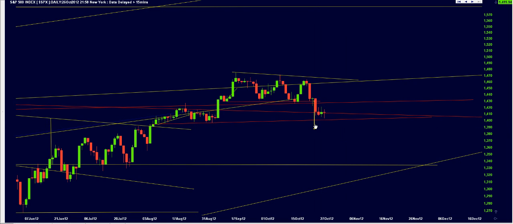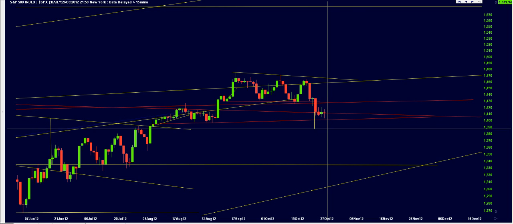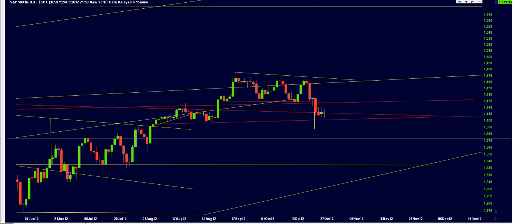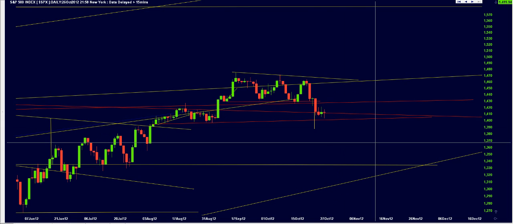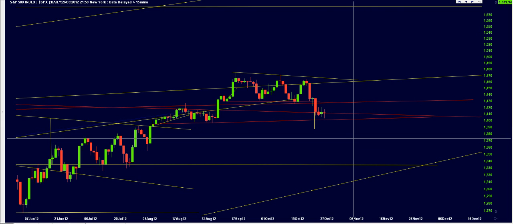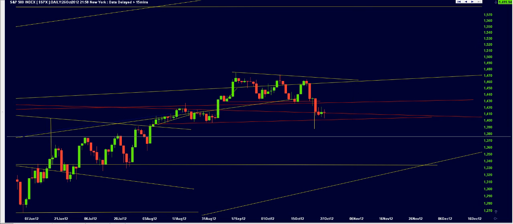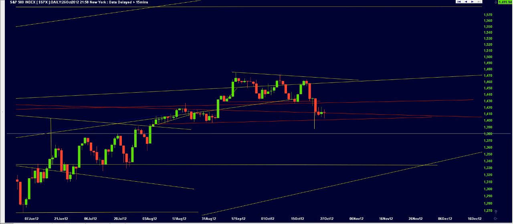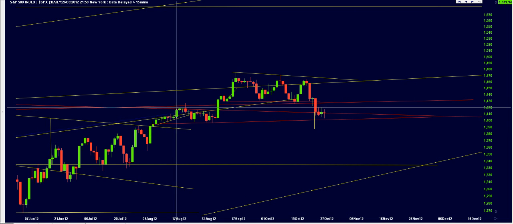Now, how do we get that target? Well, we measure the depth of the first reactive move down, and then we add that on to wherever the market broke down. And as you can see, we now have a clear measurement in the 1380s. But if you've been watching the daily updates, you would know that we've also got a second equation in this scenario, and that being that we may be looking at a large head and shoulders top formation in the process.